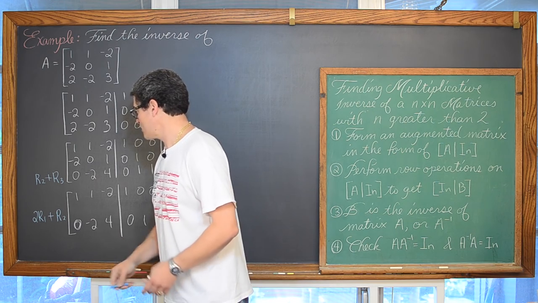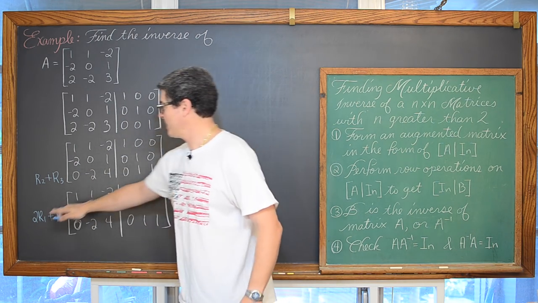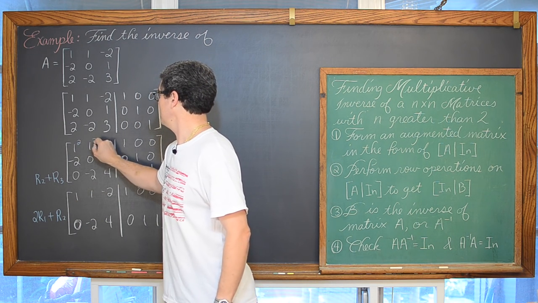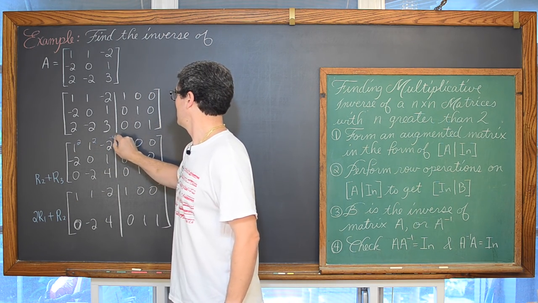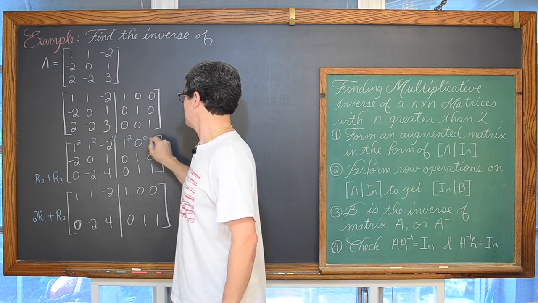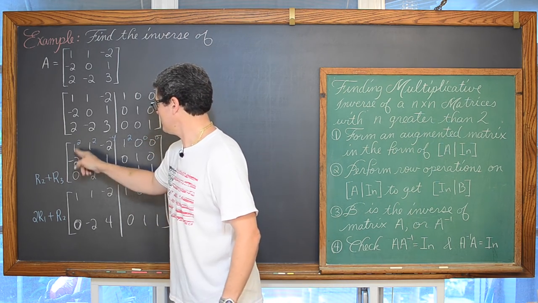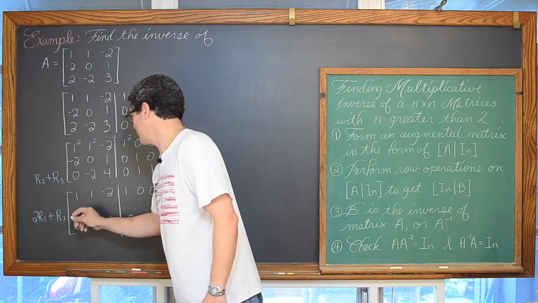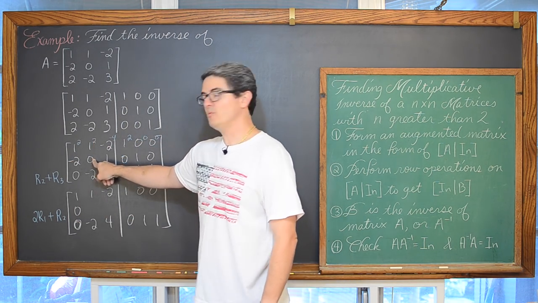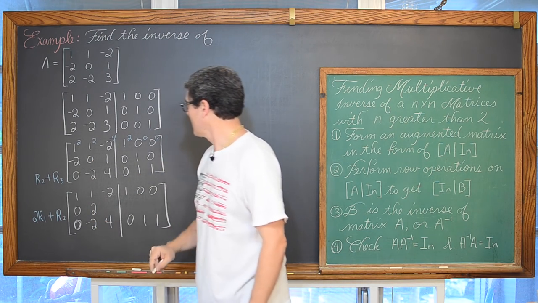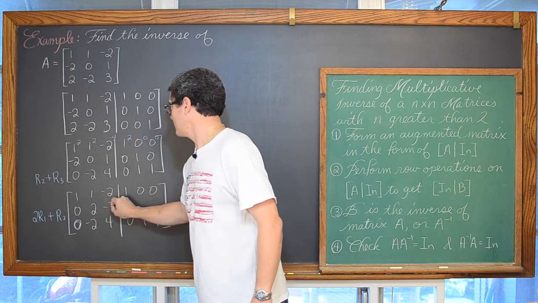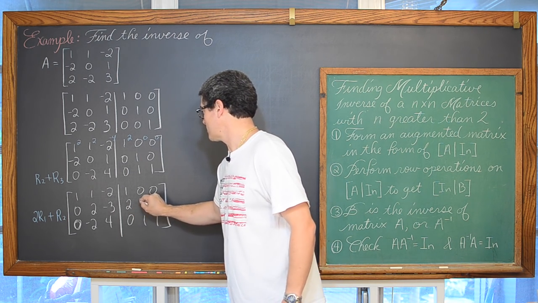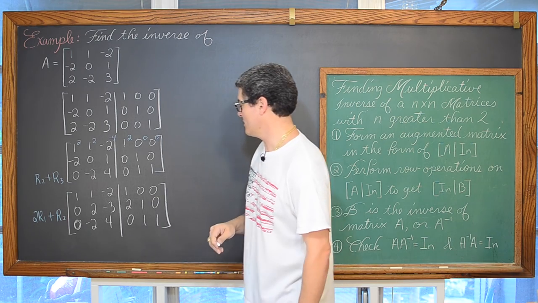Now, again, with the way I show my scratch work, I'm going to go up to the previous line and multiply every element in row 1 by 2. So 2, 2, negative 4, 2, 0, and 0. And positive 2 plus negative 2, or 2 minus 2, is 0. Then we have 2 plus 0 is 2. Now we have negative 4 plus 1 is negative 3. 2 plus 0 is 2. 0 and 1 is 1. And then 0 and 0 is 0.